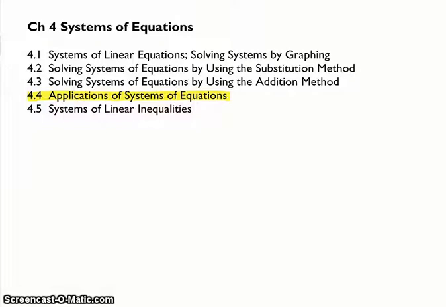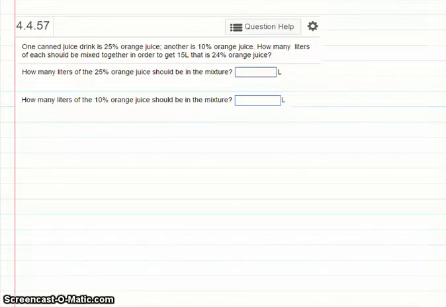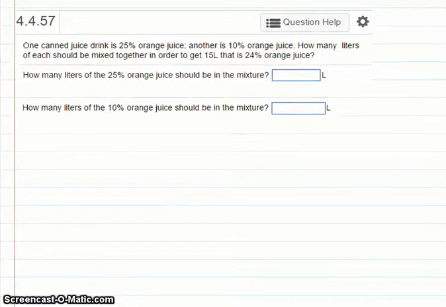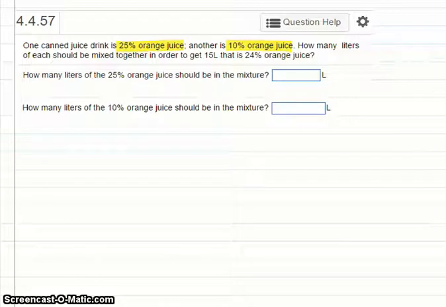In this video, I wanted to go over one problem involving applications of systems of equations. This is called a mixture problem because it involves mixing two quantities of solutions to get a third one. So let's read the problem. It says one Candid juice drink is 25% orange juice and another is 10% orange juice. How many liters of each should be mixed together in order to get 15 liters that is 24% orange juice?